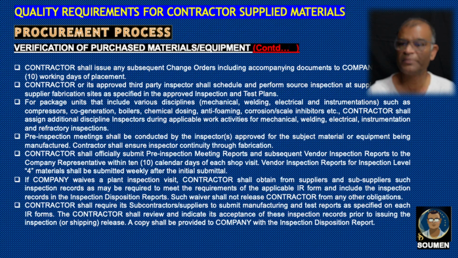Contractor or its approved third-party inspector shall include and perform source inspection at supplier and sub-supplier fabrication sites as specified in the approved inspection and test plan. For packaged units that include various disciplines, mechanical, welding, electrical, instrumentation, such as compressor, cogeneration, boilers, chemical dosing, anti-foaming, corrosion and scale inhibitors, etc., contractor shall assign additional discipline inspectors during applicable work activities for mechanical, welding, electrical, instrumentation and refractory inspections.